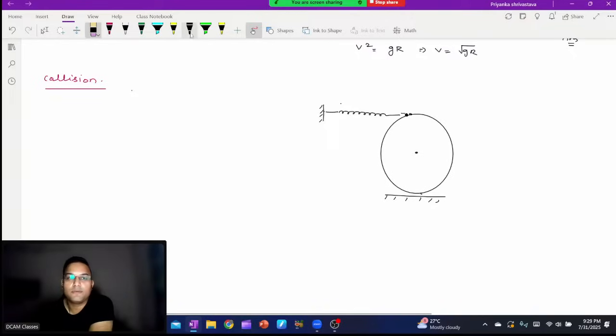What they want from you, it's a kind of question that I'm telling you. They will rotate it just like this by some angle theta, like this. And it will now do the SHM, this way. They want the angular frequency of that.